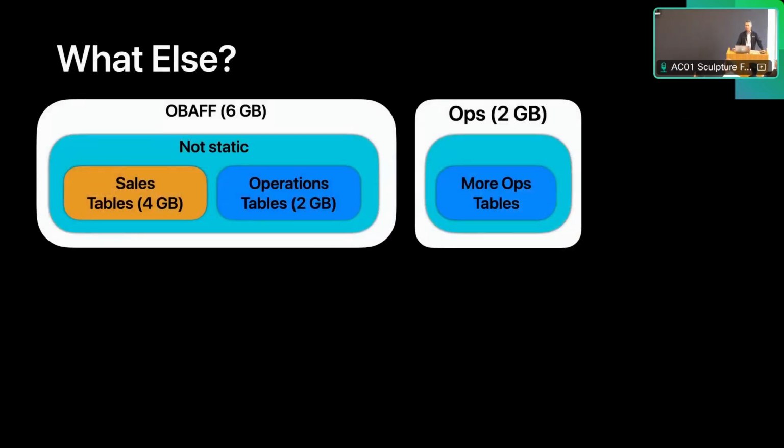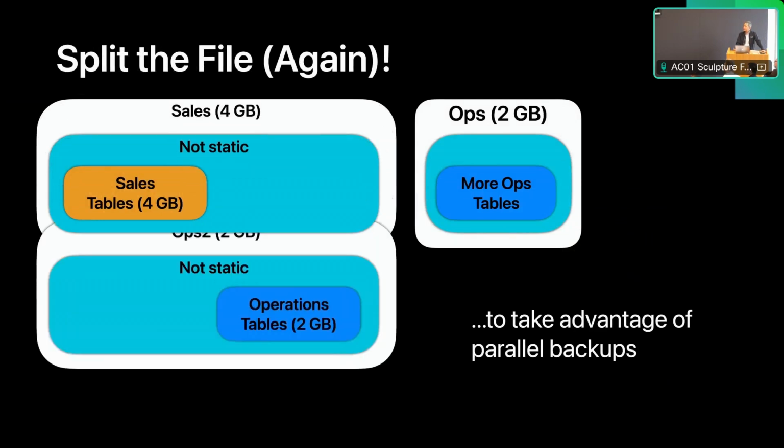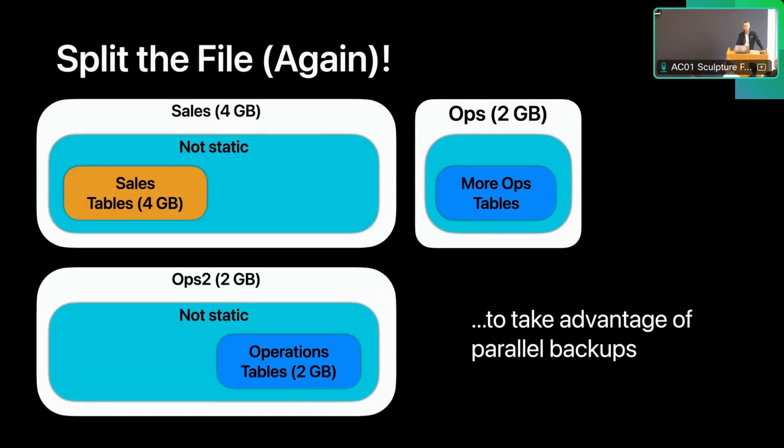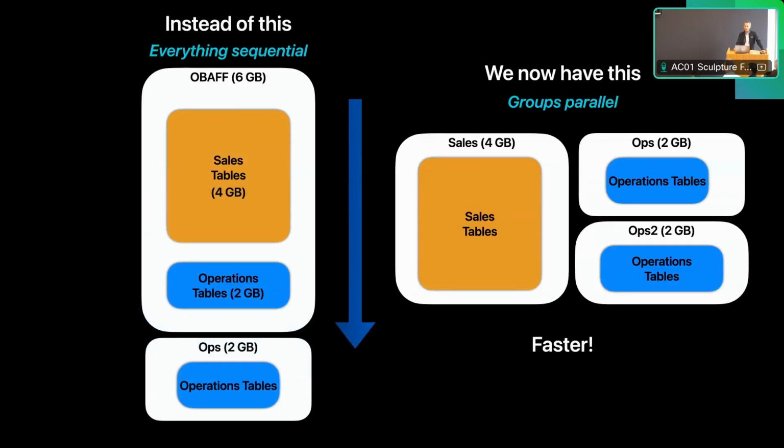So what else can we do here? Well, we can split the file again, take advantage of parallel backups. And so if we move out the operations tables into their own file, now instead of everything being sequential, we can take advantage of this sort of parallel backup mechanism, right? So it's going to be a faster backup.